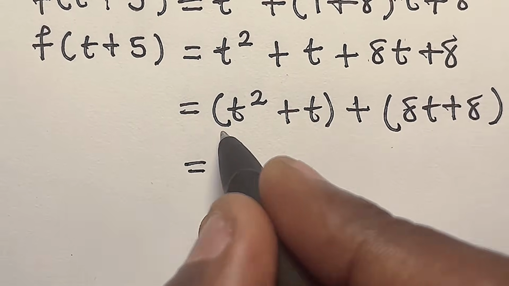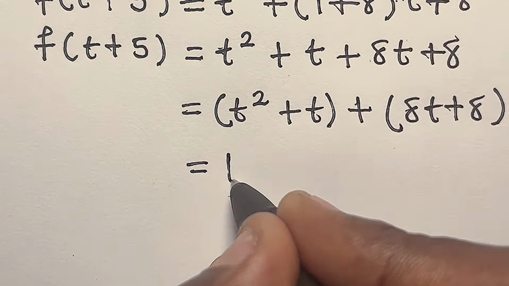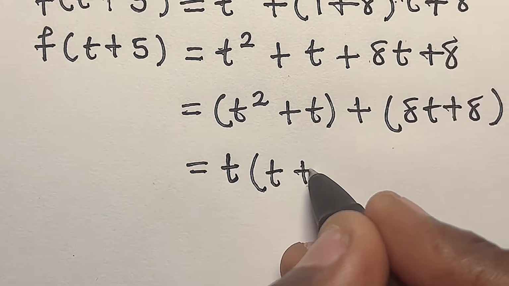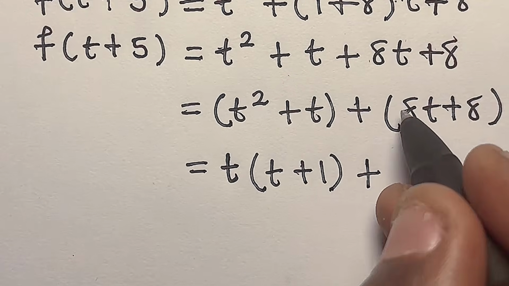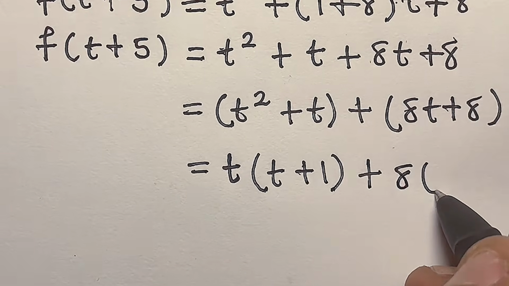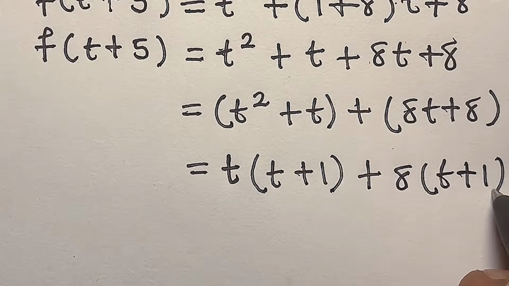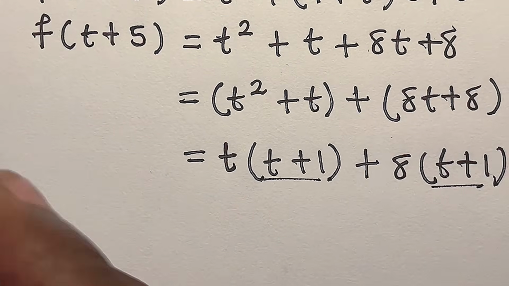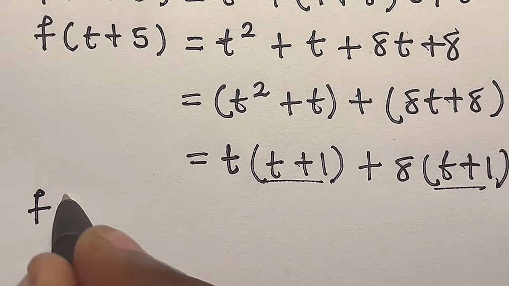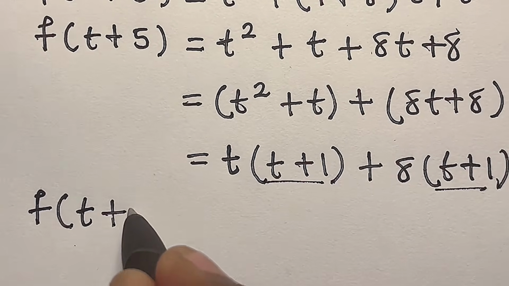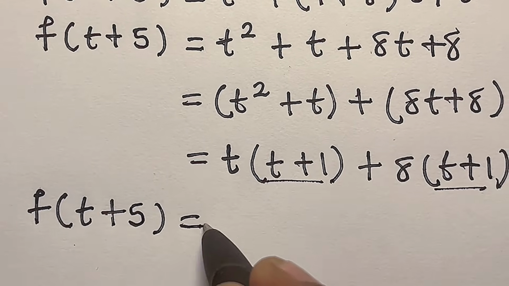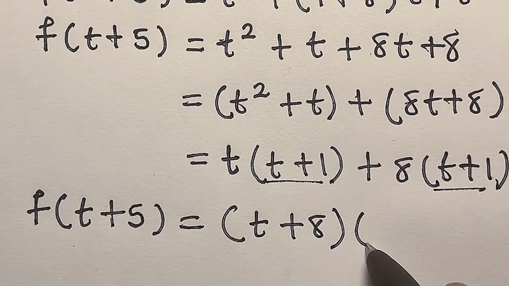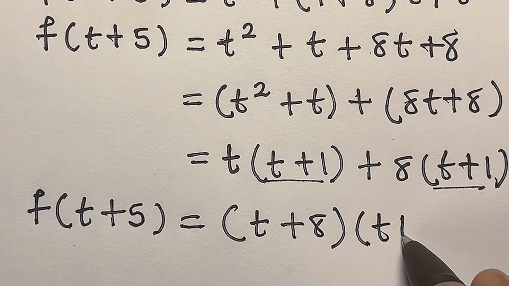So here now we have a common factor here, which is t. So let's factorize this out. So we have t times t plus 1, plus the common factor here is 8, so we have 8 times t plus 1. Looking at this, we have this and this the same, right? So therefore we'll have f of t plus 5 equals t plus 8 multiplied by t plus 1.